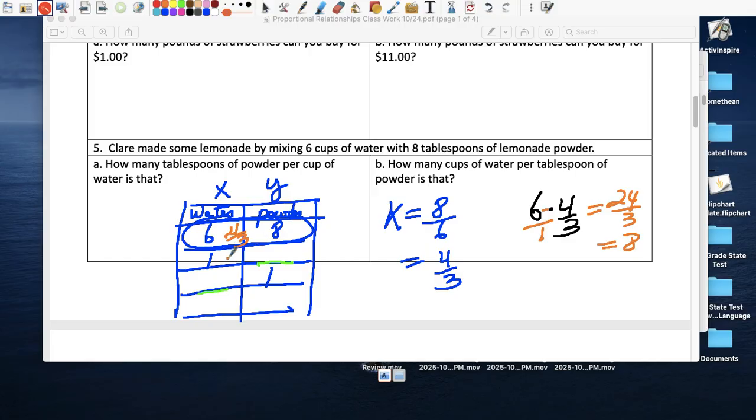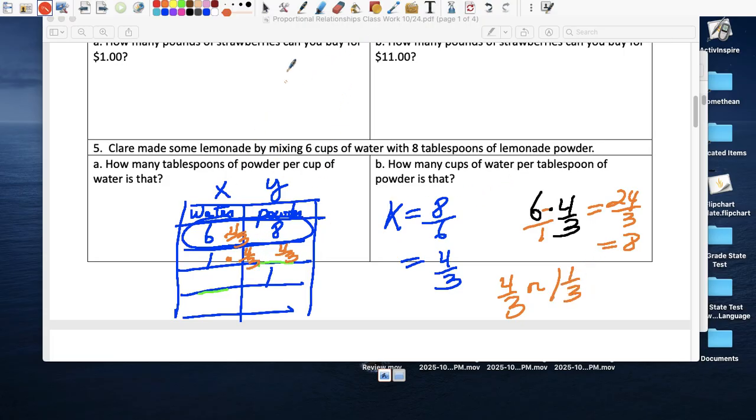So the second one here, I'm going to multiply that by 4/3. And 1 times 4/3 is just 4/3. So if I have 1 cup of water, how many tablespoons of powder do I need? I need 4/3. All right, so you can actually write 4/3 or 1 1/3 tablespoons, up to you.